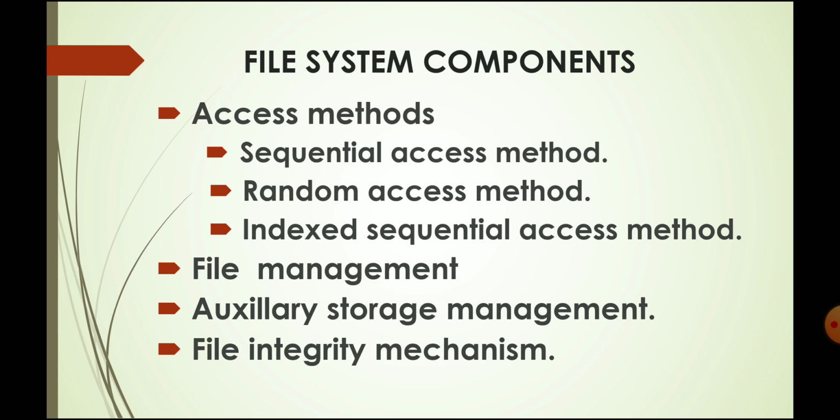First, what is the sequential access method? In which the records are accessed in some sequence. Next, the random access method, accessing records randomly or directly. Next, indexed sequential access. An index is created for each file which contains pointers to various blocks.